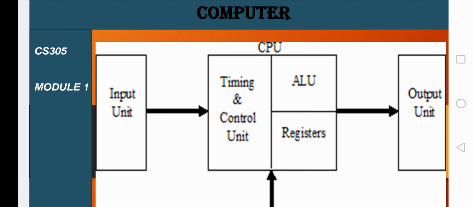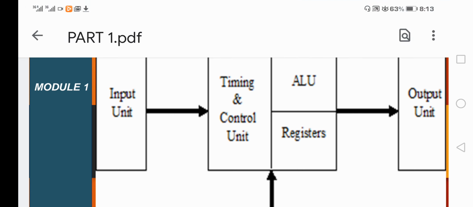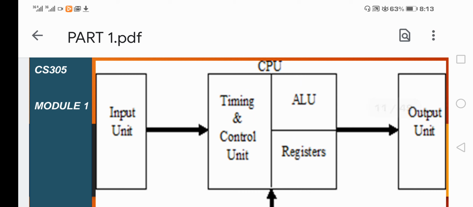operations. As you know, the various arithmetic operations are addition, subtraction, multiplication and division, increment operation, decrement operation, etc. The various logical operations are AND, OR, XOR, XNOR, etc. Such kinds of operations will be carried out within the subunit of the CPU, which is the ALU. Next is the timing and control unit.